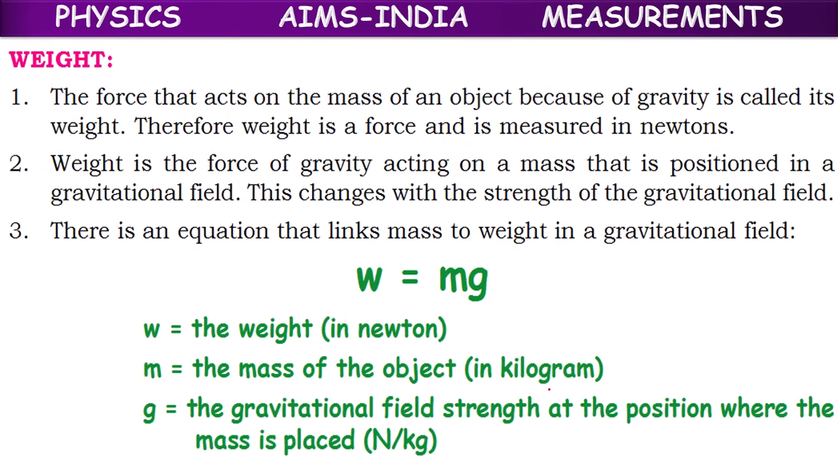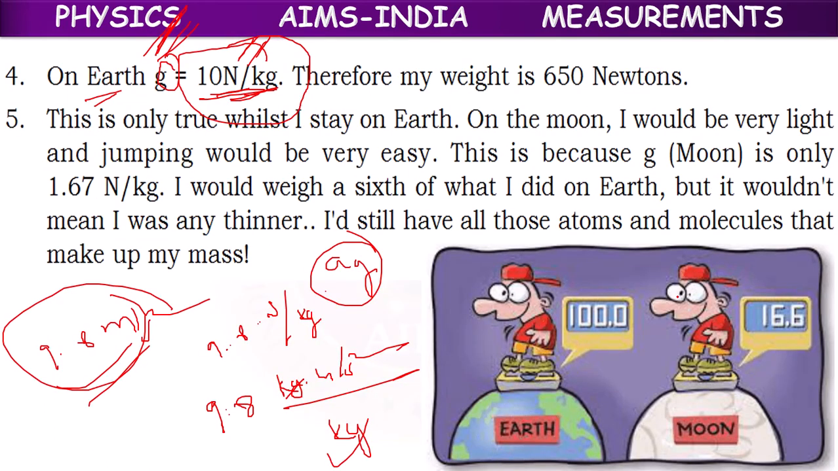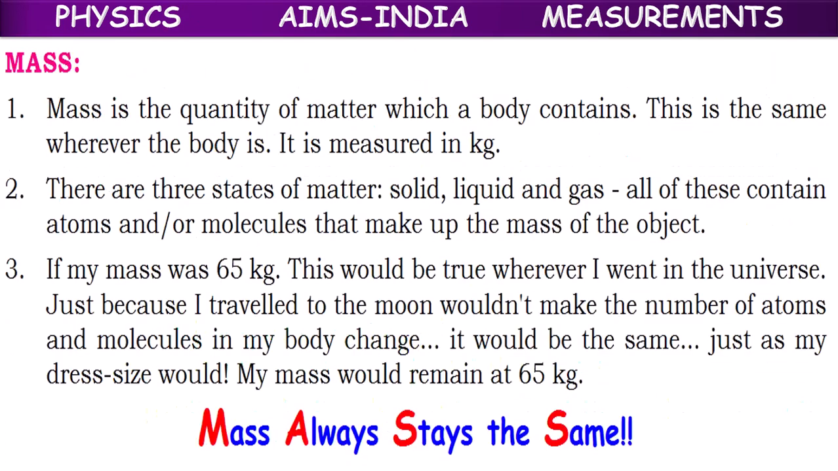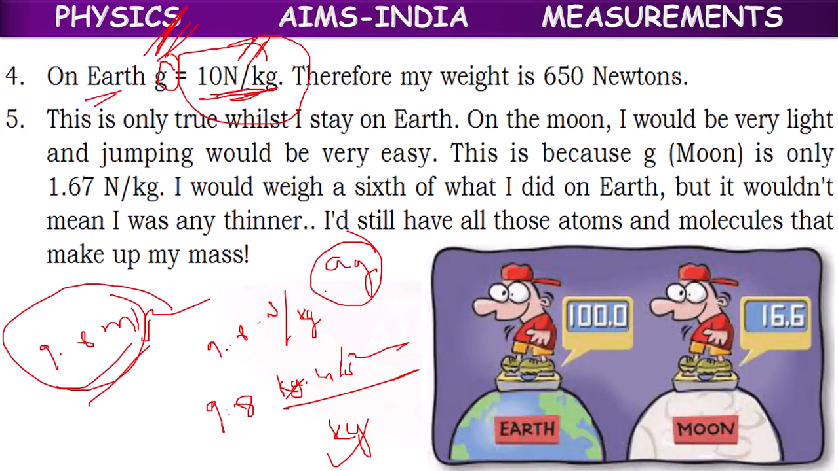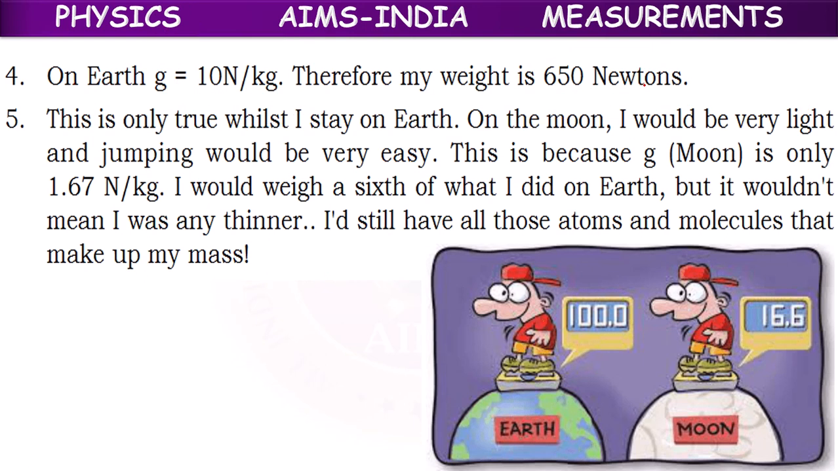So if my mass is 65 kgs, then my weight will be 65 into 10, because weight means mg. m for mass 65, g for gravitational field strength 10. 65 into 10, 650 newtons. So this 650 newtons is true only when I stay on the earth.